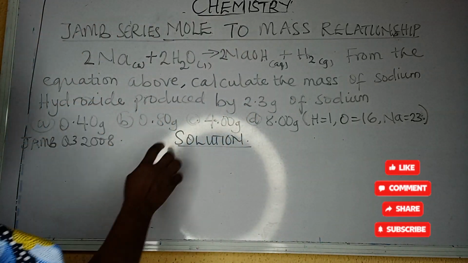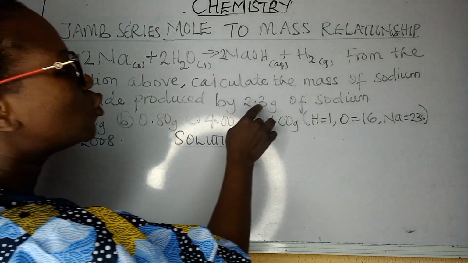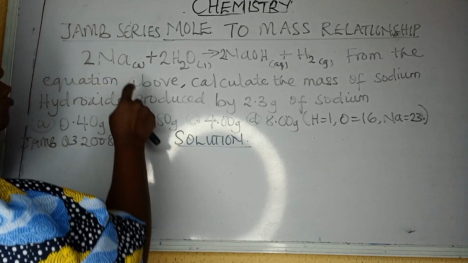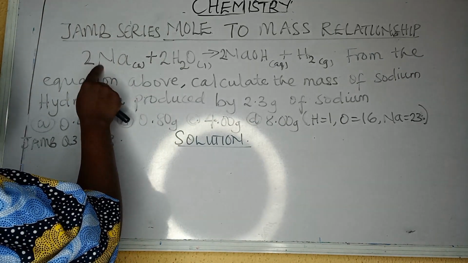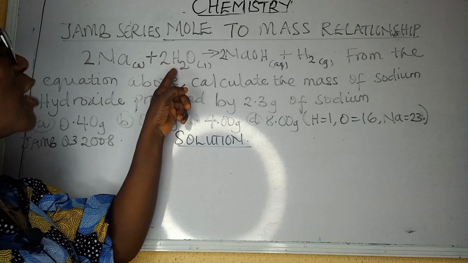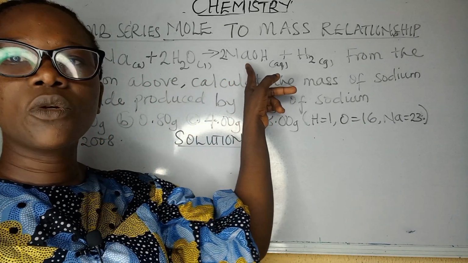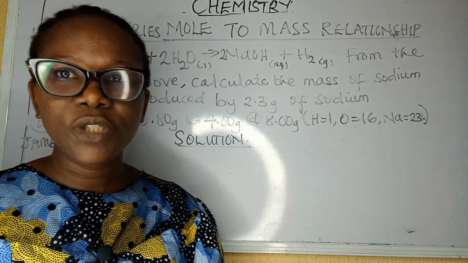Today we are considering this question. Calculate the mass of sodium hydroxide produced by 2.3 gram of sodium. Consider the equation of reaction. 2 moles of sodium in this equation of reaction react with 2 moles of water to yield 2 moles of sodium hydroxide and 1 mole of hydrogen gas.